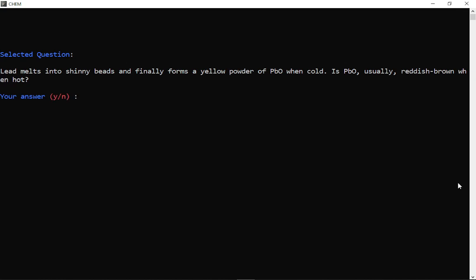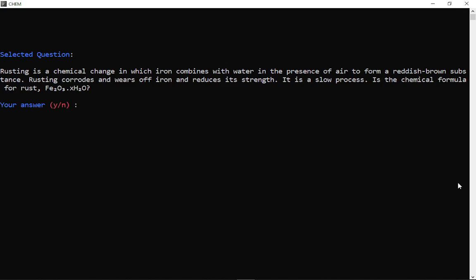So lead melts into shiny beads and finally forms a yellow powder of lead(II) oxide when cold. Fantastic, that is right. Is lead oxide usually reddish brown when hot? Fantastic, it's usually reddish brown when hot. Is there anything I can't do?